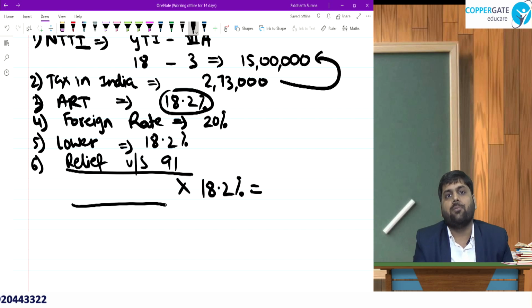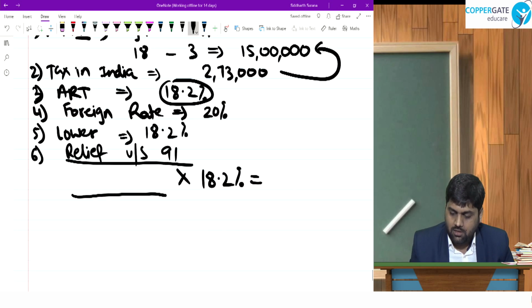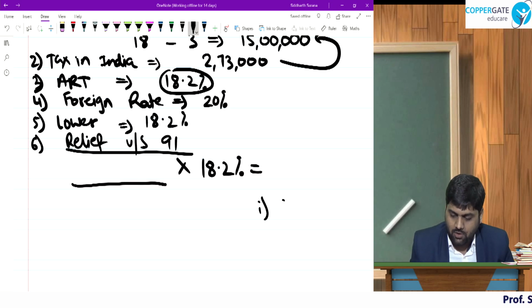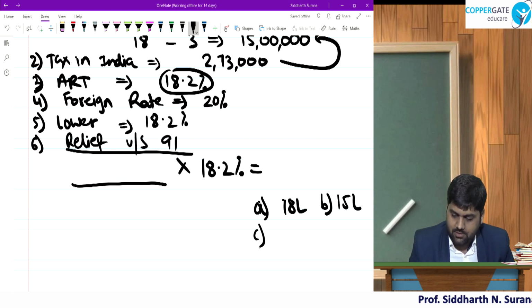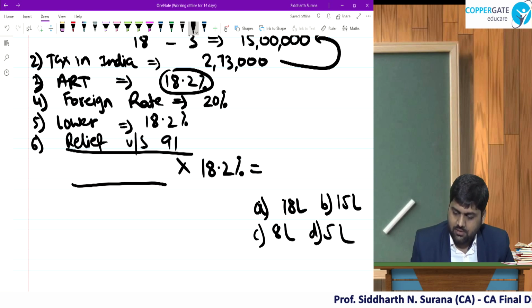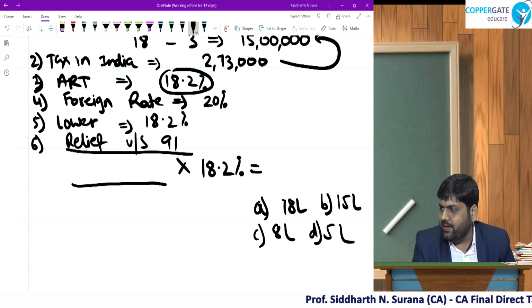But I am still giving you options because you are excited about MCQs. Option A, 18 lakh. B, 15 lakh. C, foreign income 8 lakh. D, 5 lakh. 18 lakh, 15 lakh, 8 lakh, 5 lakh.